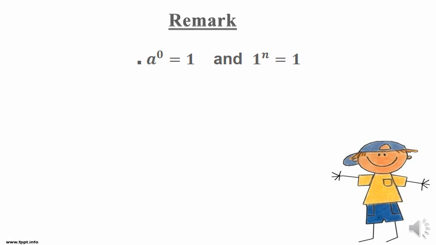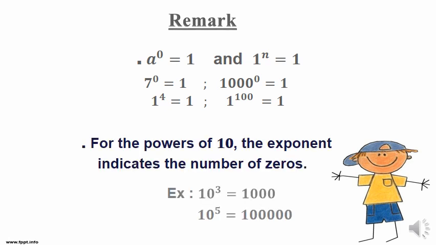Remark: we said that any number to the power 0 is equal to 1, and 1 to any power is equal to 1. Examples: 7 to the power 0 is equal to 1. 1000 to the power 0 is equal to 1. 1 to the power 4 is equal to 1 times 1 times 1 times 1, which will stay 1. 1 to the power 100 will also be 1.